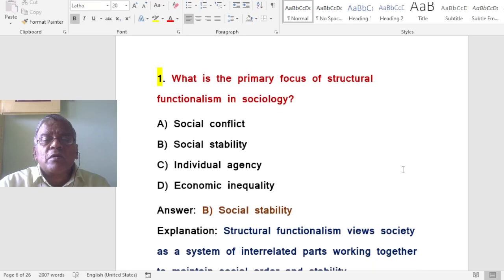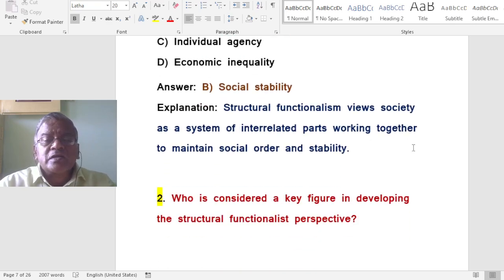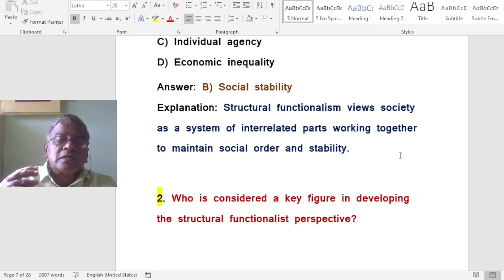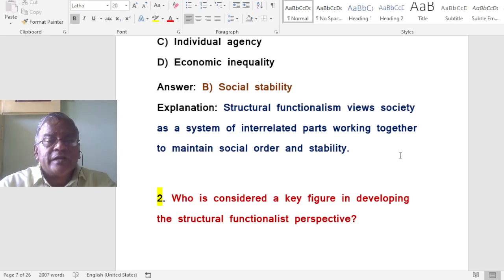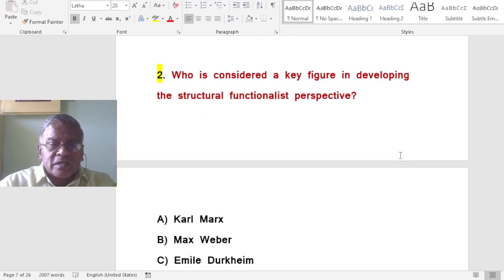Let us analyze some of the questions connected with this topic. What is the primary focus of structural functionalism in sociology? Social conflict, social stability, individual agency, economic inequality. That is social stability. Structural functionalism views society as a system of interrelated parts working together to maintain social order and stability. In other words, social order is the key word here.